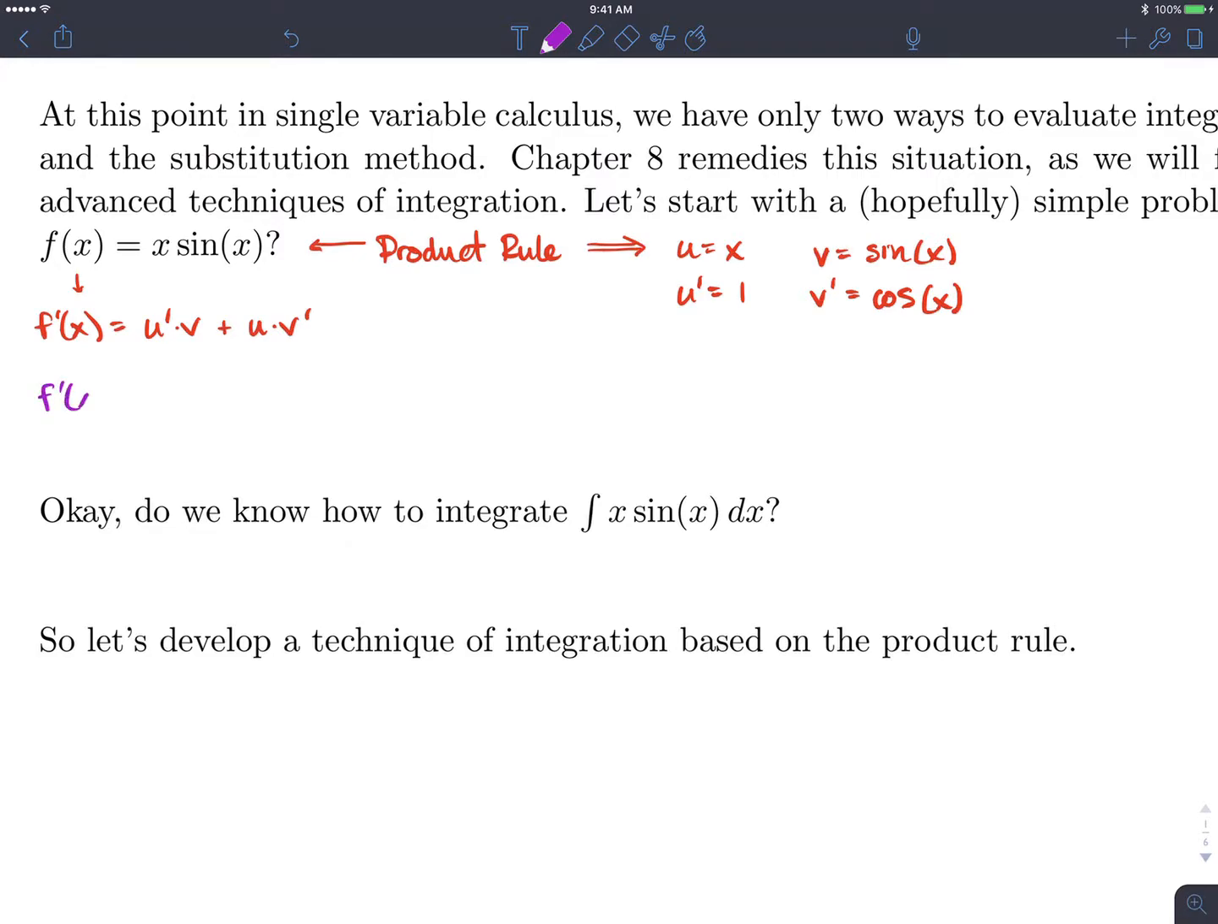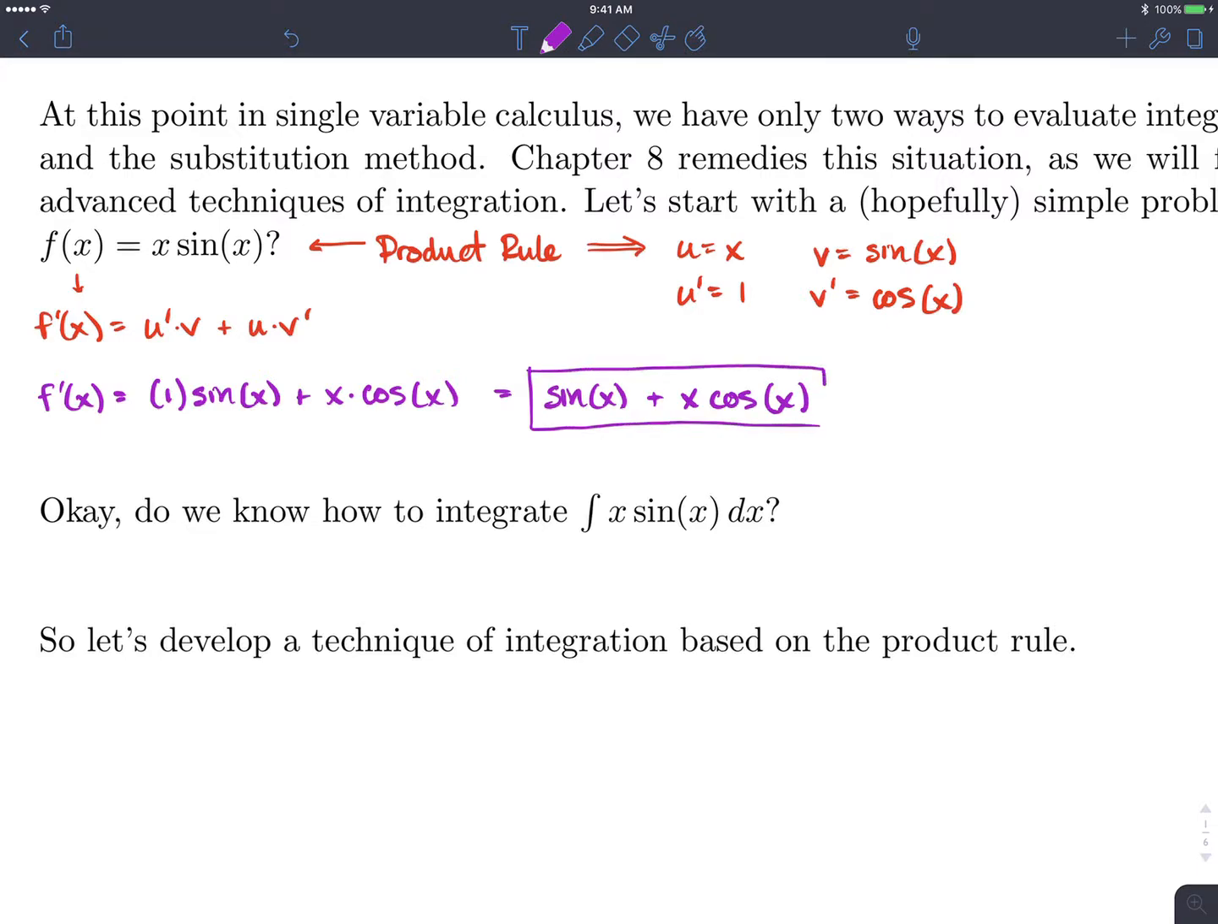So that would make f prime of x be 1 times sine of x plus x times cosine of x. And we could clean this up a little bit and just say that our derivative is the sine of x plus x times the cosine of x. Okay, so that's how we take derivatives of products of functions of x.